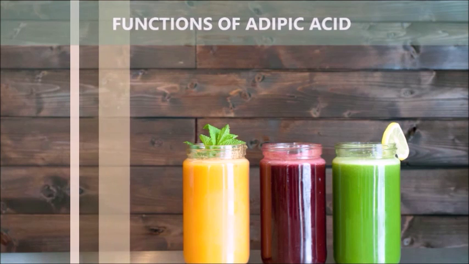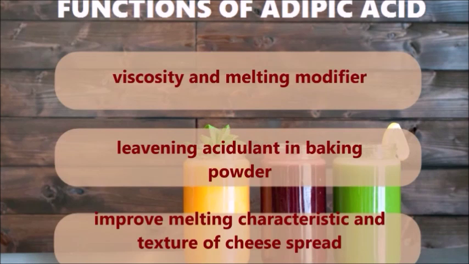Functions of adipic acid. Adipic acid is used as a viscosity and melting modifier. It is also used as a leavening acidulant in baking powder. It improves the melting characteristic and texture of this spray.